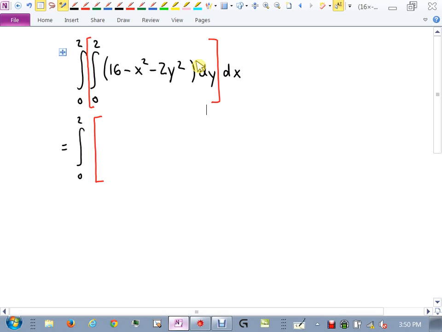So look at these three terms, right? 16, negative x squared, minus 2y squared. That's three terms. When you do integration, you can integrate term by term. What's the antiderivative of 16 with respect to y, treating y like a variable? 16y, right? What's the antiderivative of negative x squared with respect to y? So we treat x like a constant. Negative x squared y.